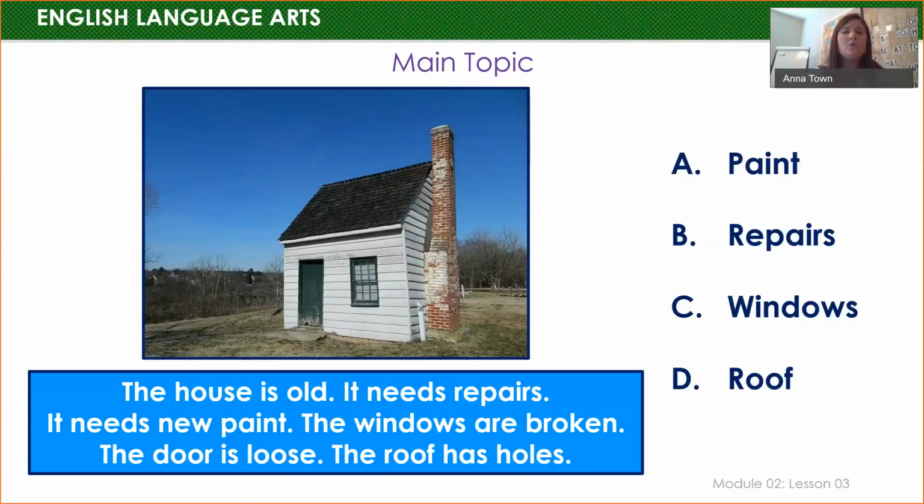The house is old. It needs repairs. It needs new paint. The windows are broken. The door is loose. The roof has holes. What is this story about? A, paint, B, repairs, C, windows, or D, roof? Yes, B, repairs. Yes, it talked about paint, windows, and roof, but all of those pertain to it being an old house and needing some repairs.